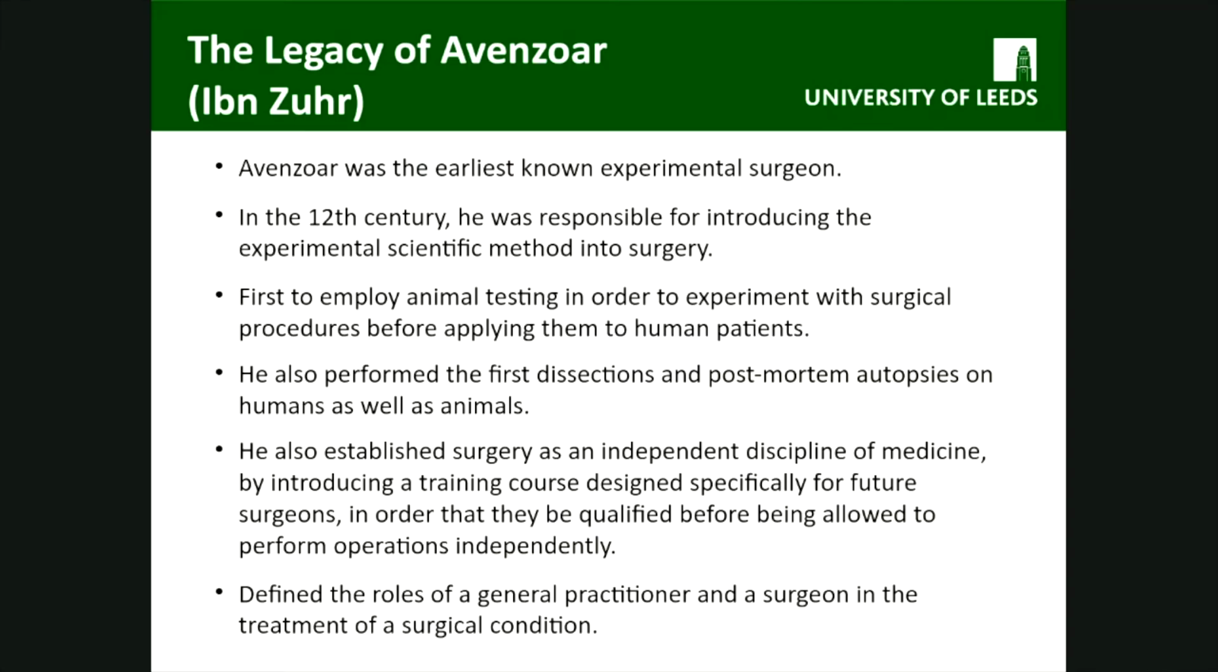So again, this is an illustration of Avenzoar, or Ibn Zuhr. Avenzoar was the earliest known experimental surgeon. He used a method called empiricism, using the naked eye and observation to find out more about, for example, the human anatomy or the anatomy of an animal. He devised a number of methods before conducting surgery. Ibn Zuhr never conducted experiments on human beings; he would always try to use animals.